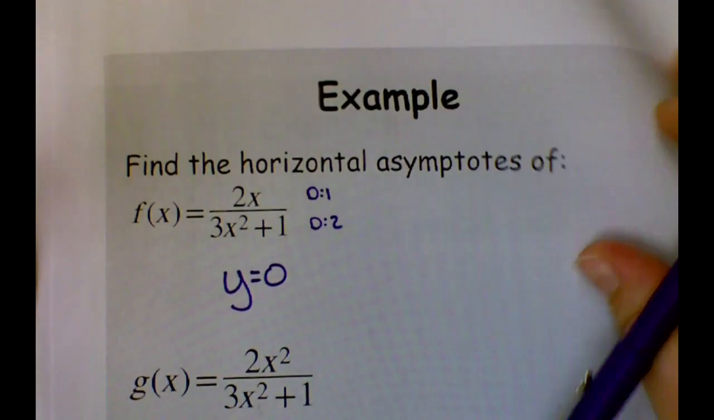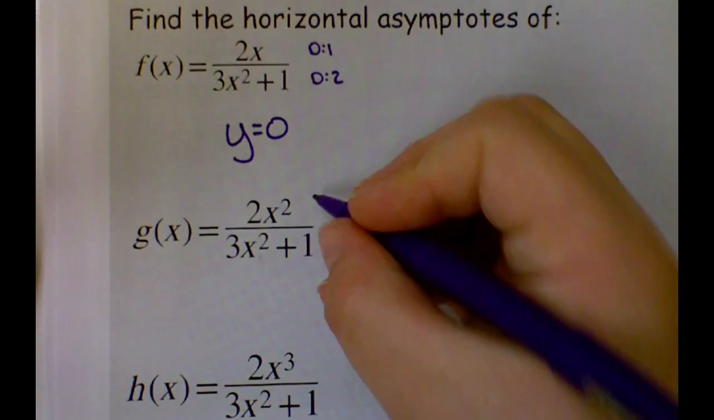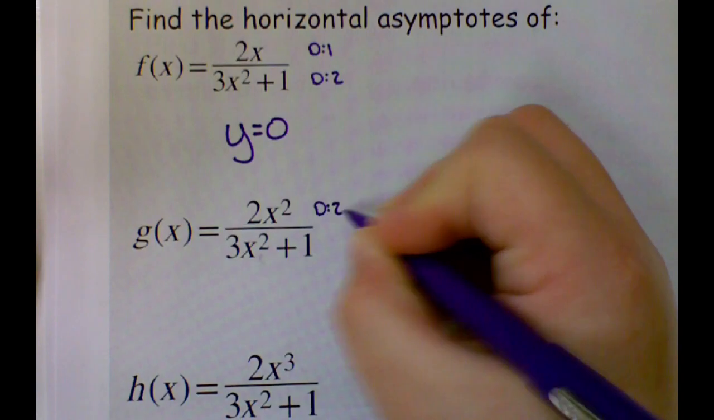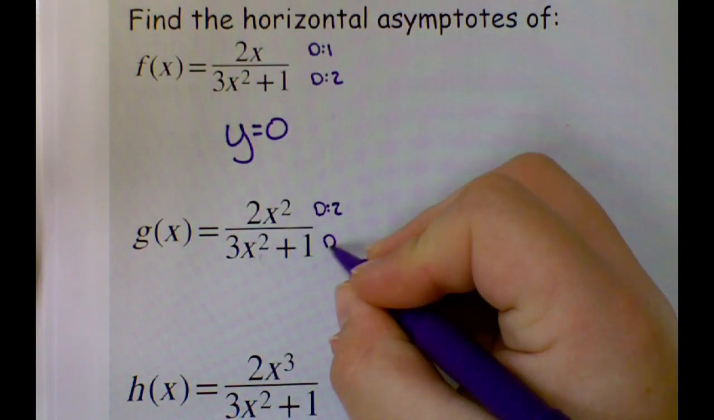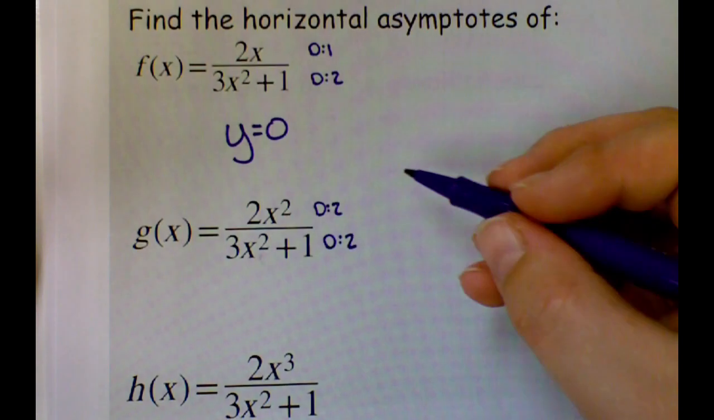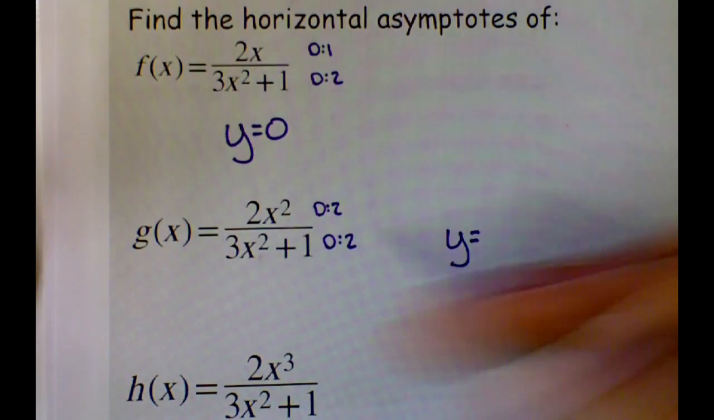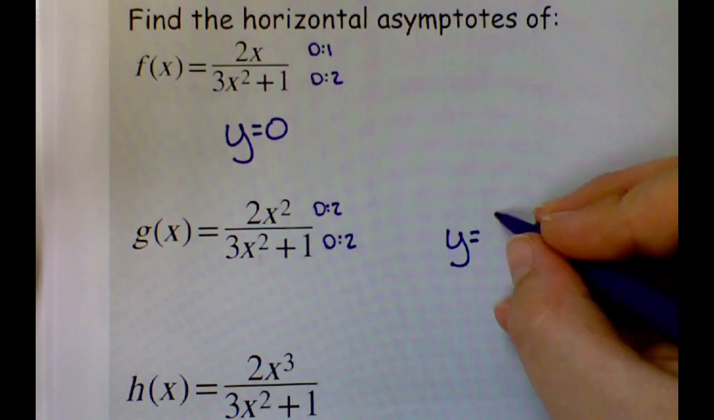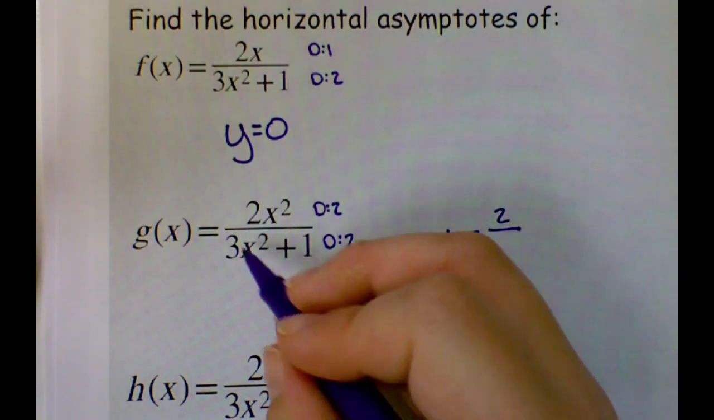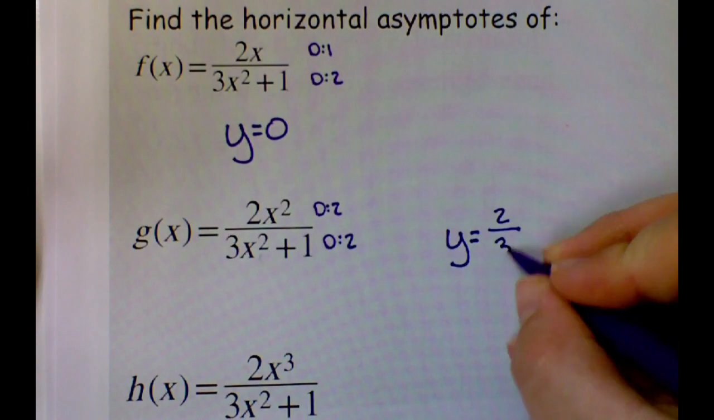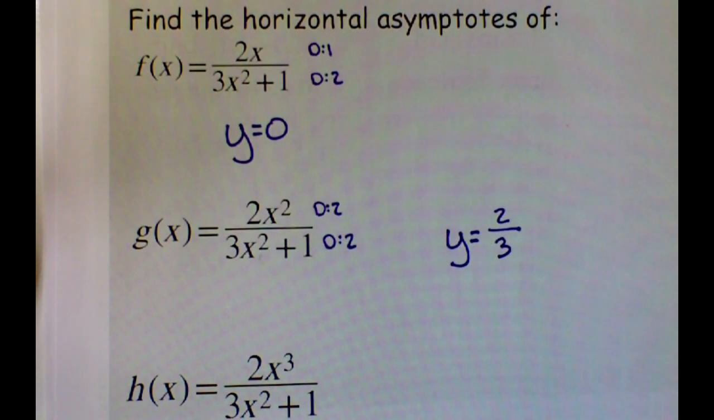For g of x, I'm going to look at the degree of my numerator, which is 2, and the degree of my denominator, which is also 2. They have the same degree, which means my horizontal asymptote is y equals, take the leading coefficient from the numerator, which is 2, and the leading coefficient from the denominator, which is 3.